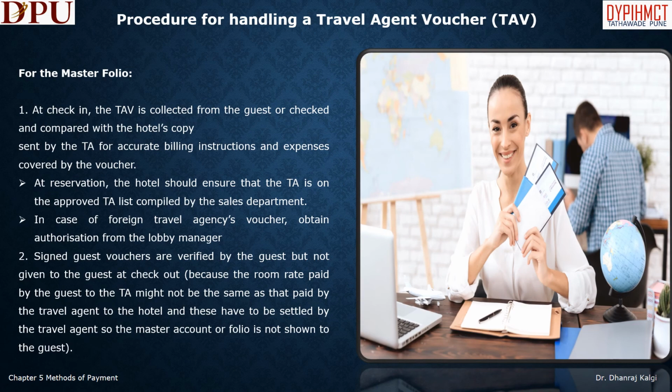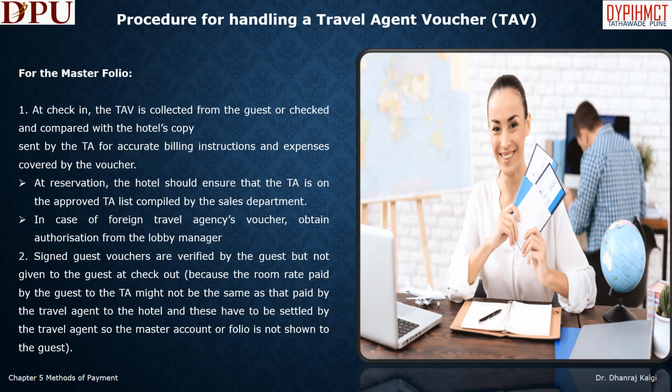Procedure for handling a travel agent voucher, TAV. For the master folio. 1. At check-in, the TAV is collected from the guest or checked and compared with the hotel's copy sent by the TA, for accurate billing instructions and expenses covered by the voucher. At reservation, the hotel should ensure that the TA is on the approved TA list compiled by the sales department. In case of foreign travel agency's voucher, obtain authorization from the lobby manager.